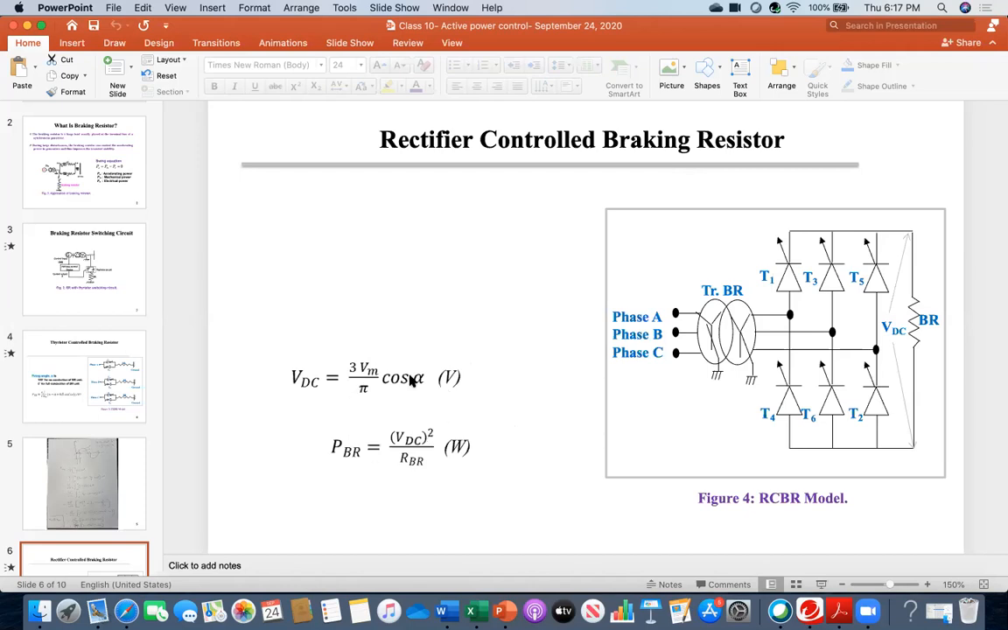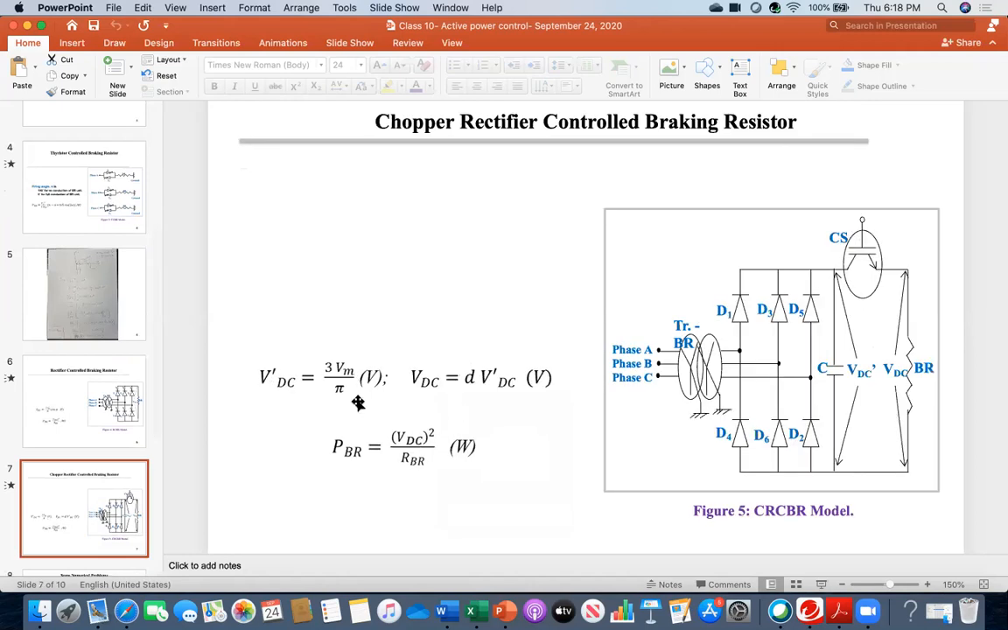Have you all written down this one? Yes, Dr. Ali. Okay, very good. Then now write down this one. Now write down, in case of chopper rectifier control braking resistor, give the title this one, and then of course, you know that these slides will be available in the class lecture as a PowerPoint file and definitely as a video. But now you write down these equations to solve the problem.